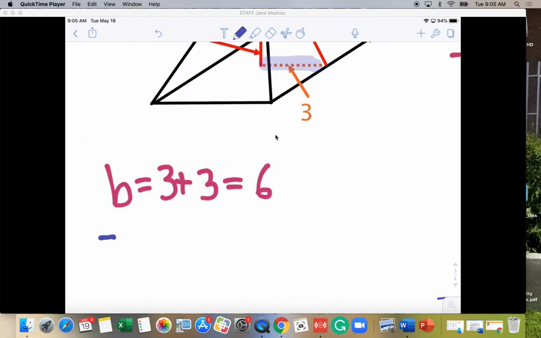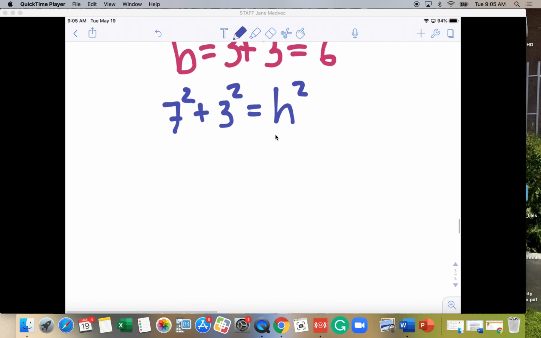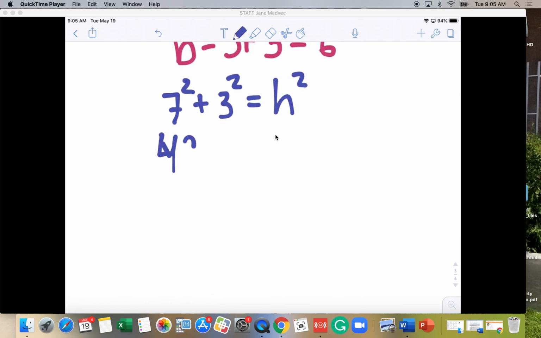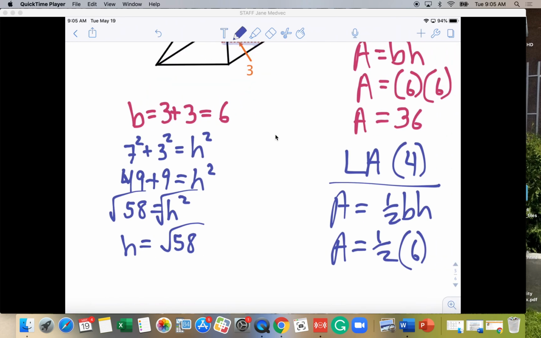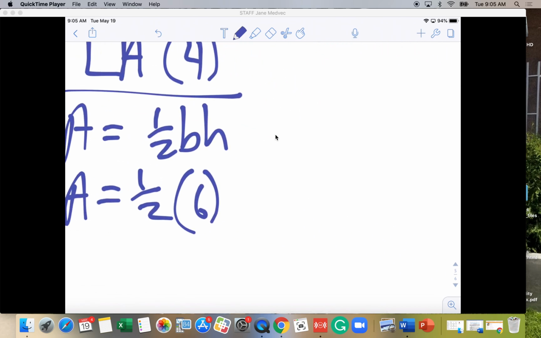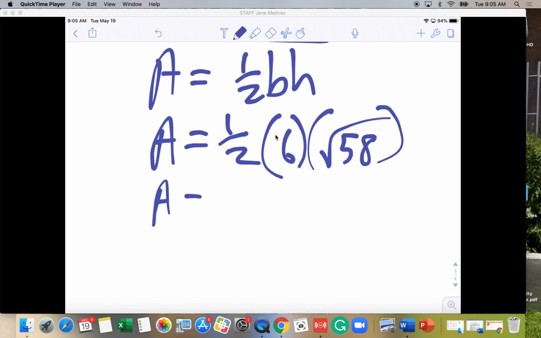So I'm going to use the Pythagorean theorem for this. Square root both sides. H gives me the square root of 58. You can put that in a decimal if you want to, but I tend to leave it, I find it's a little bit easier. So this is the square root of 58. So the area would be 3 root 58, since 1/2 times 6 is 3, and then you just leave the 58.